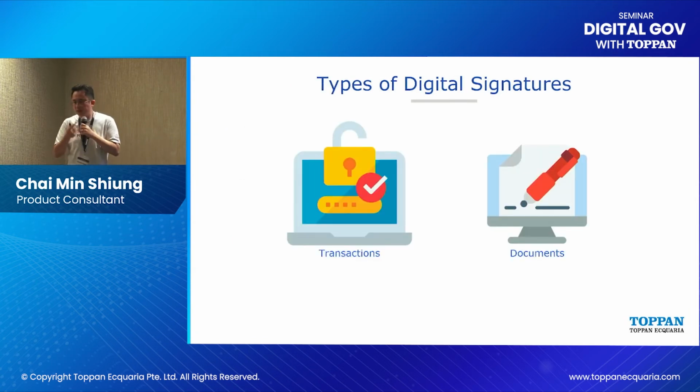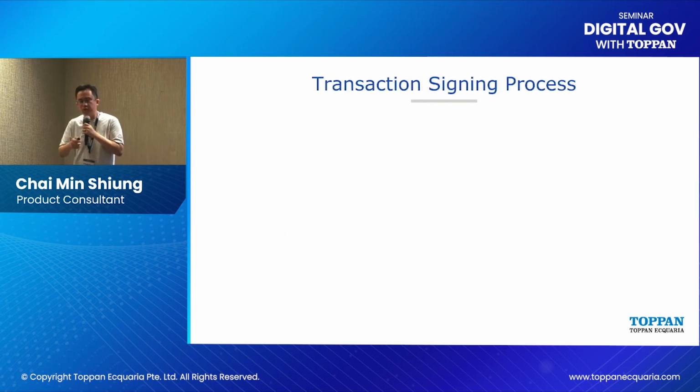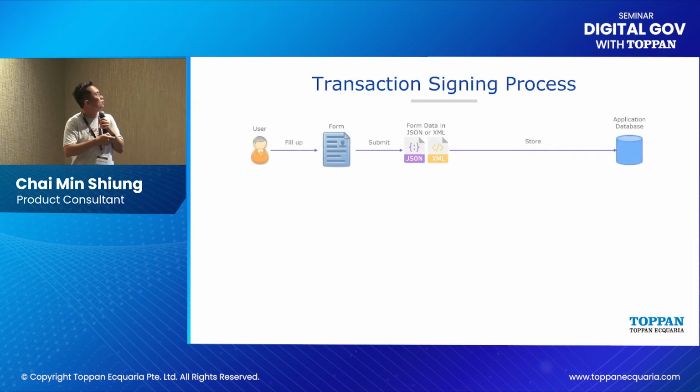So, digital signatures can be applied to both documents and transactions. For today, we will just cover transaction signing because both are quite similar. For transaction signing, this is what typically goes on when a user transacts with your government service. A user will go into your website, he will start filling up a form, and the form upon submission will be stored in your database in some form of data, could be JSON, could be XML. So this is typically how your transaction will be handled.